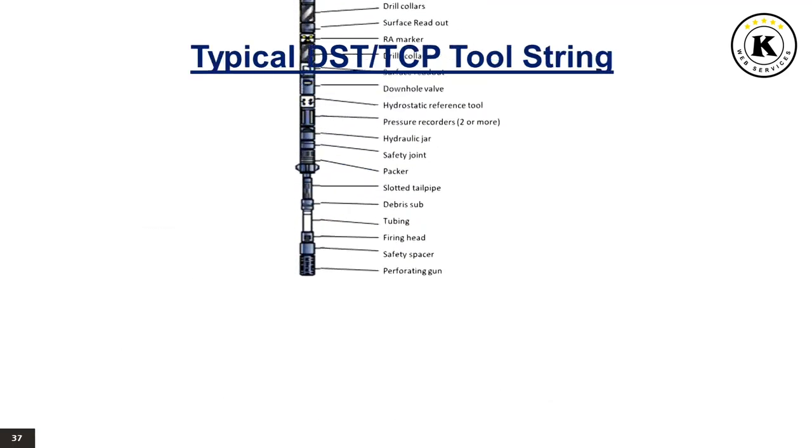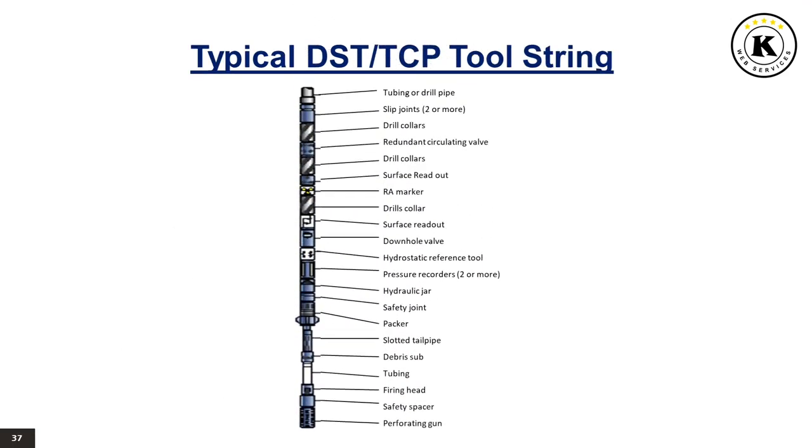Typical DST TCP tool string. A typical DST TCP tool string is composed, from bottom to top, of perforating gun, safety spacer, firing head, tubing, debris sub, slotted tailpipe, packer, safety joint, hydraulic jar, pressure recorders, hydrostatic reference tool, downhole valve, surface readout, drill collars, radioactive marker sub, surface readout, drill collars, redundant circulating valve, drill collars, slip joints, and finally, tubing or drill pipes.